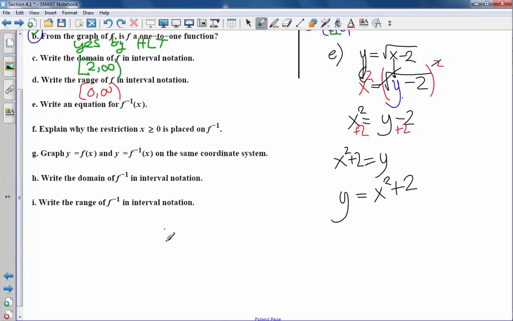All you need to do is step 4. Call that y f inverse. It is actually here. Let's call it x squared plus 2. Alright.